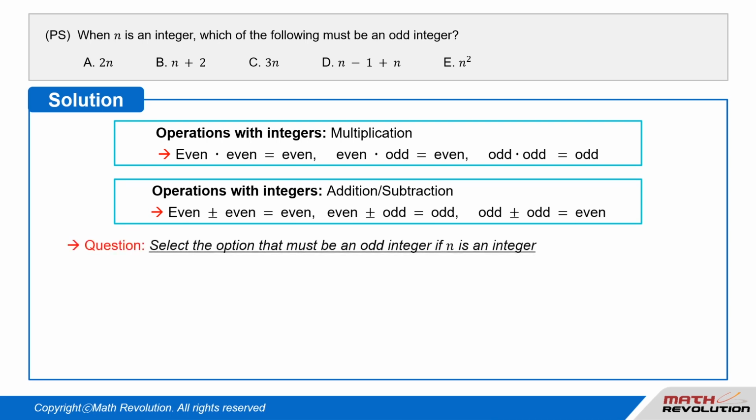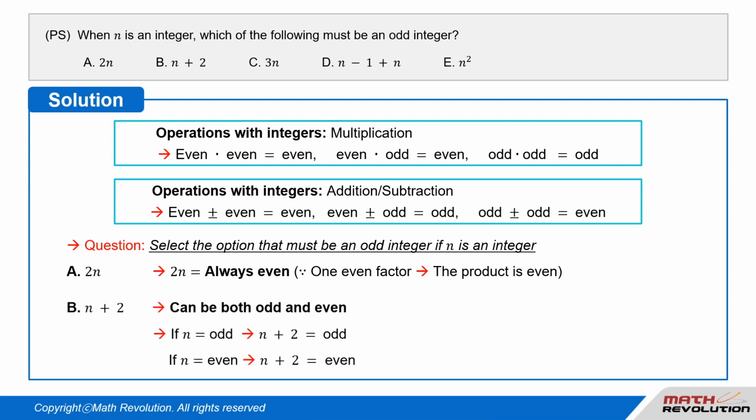We are required to select the option that must be an odd integer when n is an integer. A. 2 times n. 2 times n will always be even, since if only one factor of a product is even, the product is even.